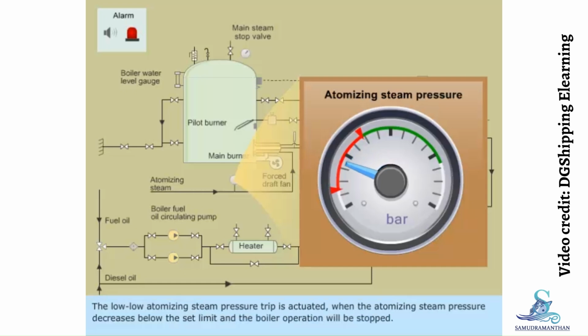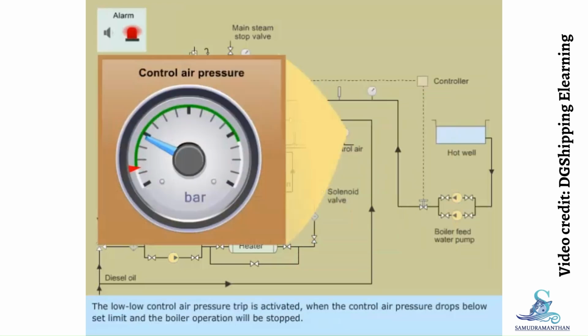The low atomizing steam pressure trip is activated when the atomizing steam pressure decreases below the set limit and the boiler operation will be stopped. The low control air pressure trip is activated when the control air pressure drops below set limit and the boiler operation will be stopped.